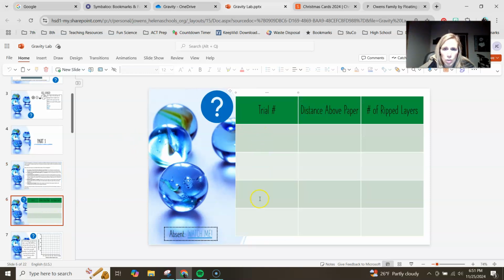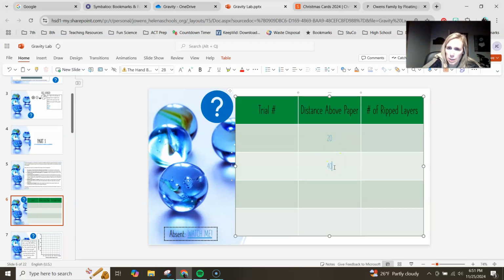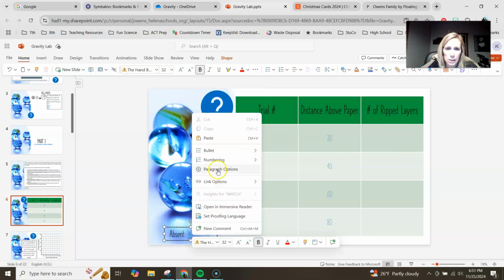So you should do 3 trials at 3 different heights. For the video that you will be watching today to gather your evidence from home, you will see 4 trials there. Okay, so a distance above the paper. For this one, I did 20 centimeters, 40 centimeters, 60 centimeters, and 80 centimeters. So you'll need to record that. Okay, and then what you will get from this video here is the amount of ripped layers of tissue paper.